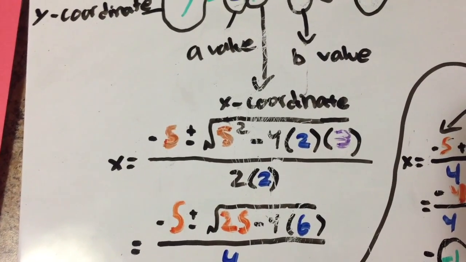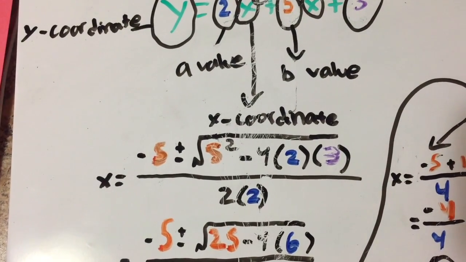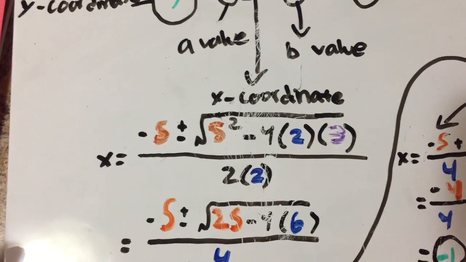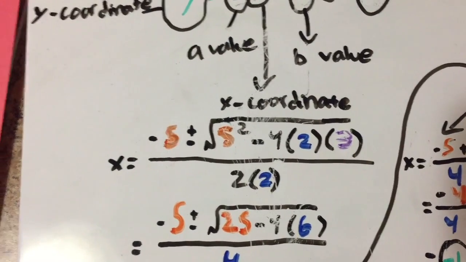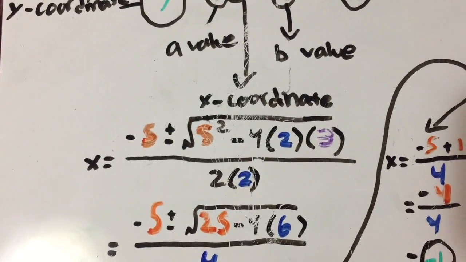And since we already know the value of b is 5, and the value of a is 2, and the value of c is 3, we can plug them into our quadratic formula and get x equals negative 5 plus minus square root of 5 squared minus 4 times 2 times 3 divided by 2 times 2.